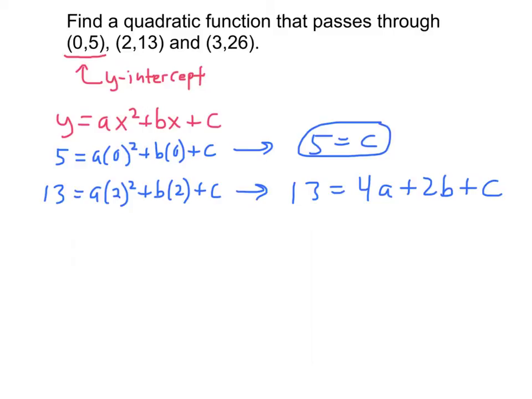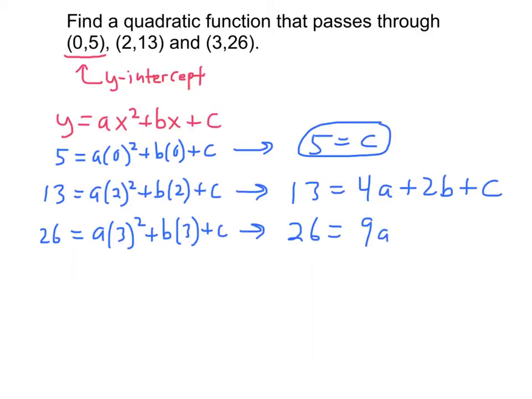And then we'll go to our third ordered pair. We'll plug a 3 in for x and a 26 in for y. So 26 equals a times 3 squared plus b times 3 plus c. And then we'll simplify that down. So it's 26 equals, 3 squared is 9, so 9a plus 3b plus c.